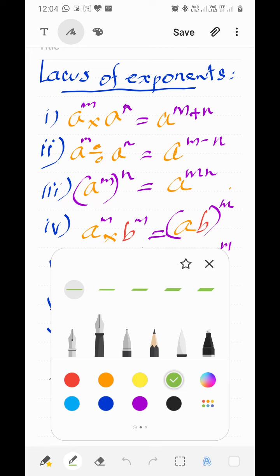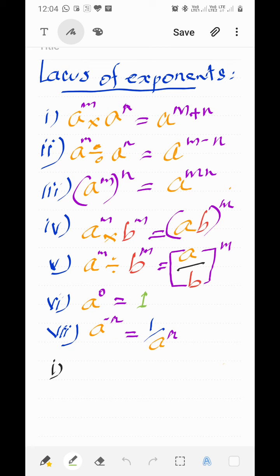Laws of exponents. Look at this first one: a raised to m into a raised to n is equal to a raised to m plus n.